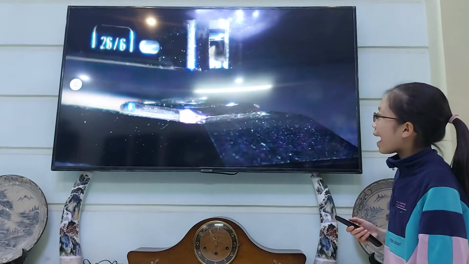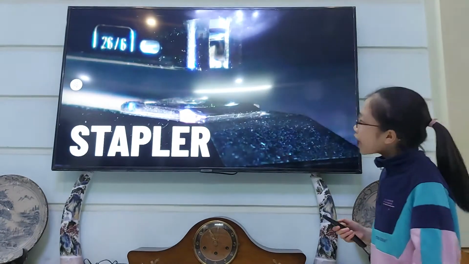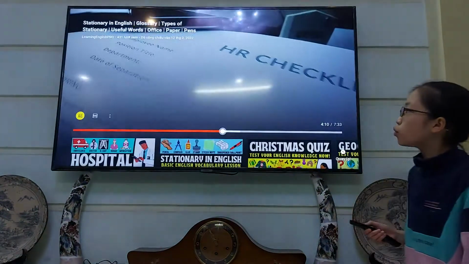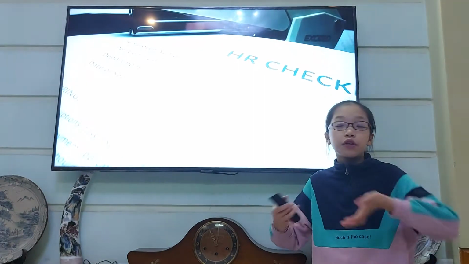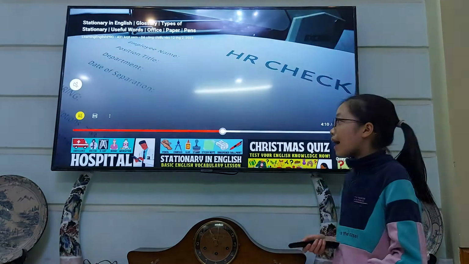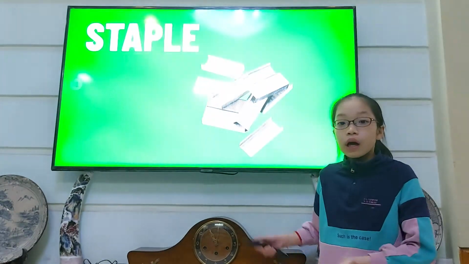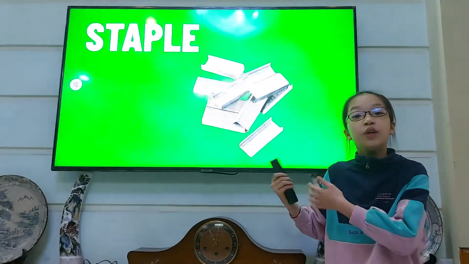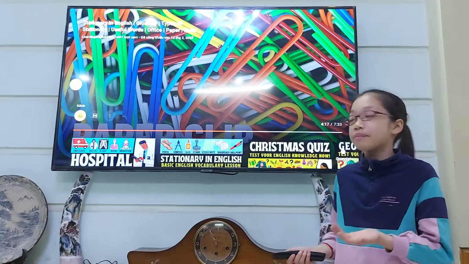Move on, we have, wait me just a second, a stapler. A stapler is a tool so that you can connect 2 or 3 or 4 papers together. And we can't use a stapler without a staple. We need a staple in order to use a stapler, because a stapler without a staple, we cannot use.